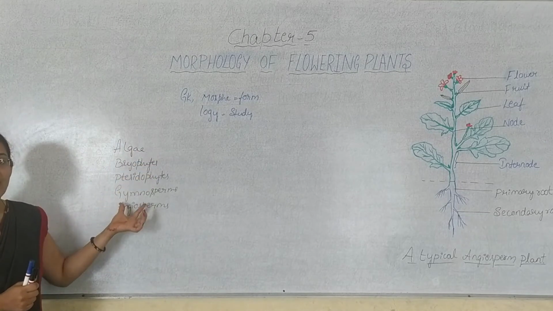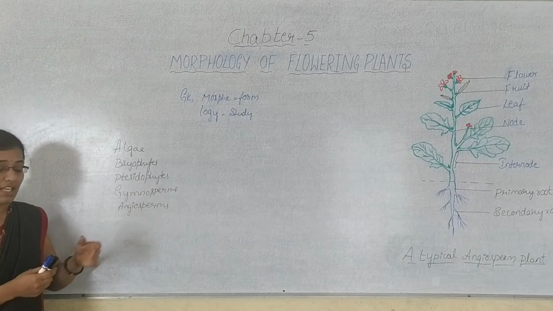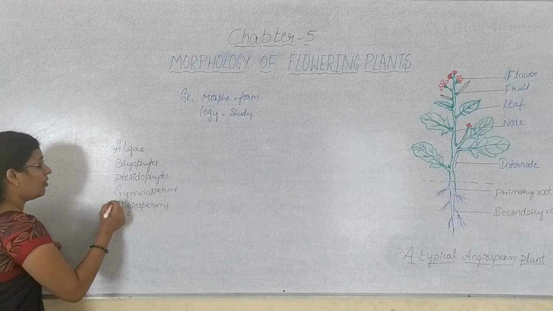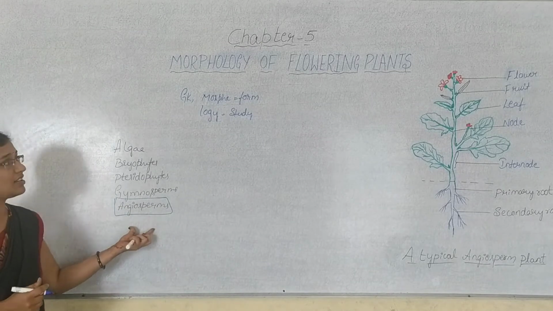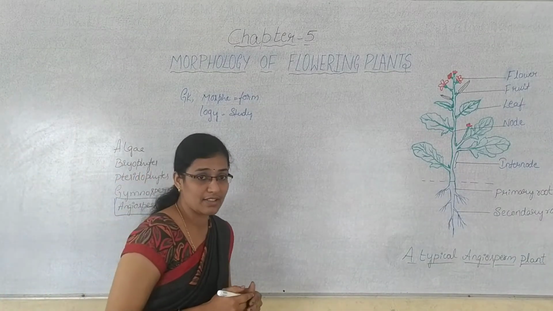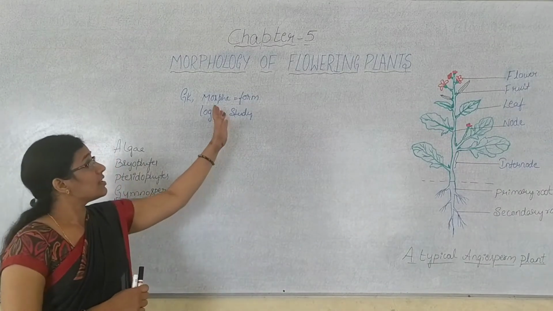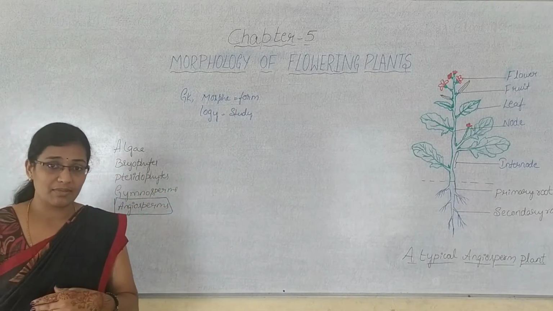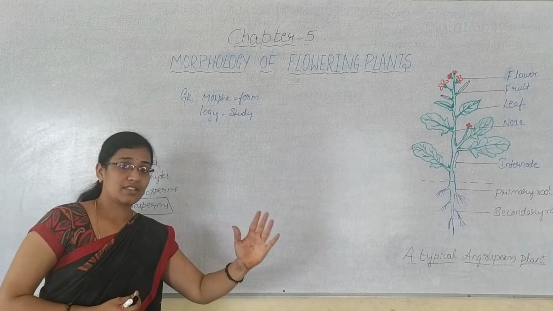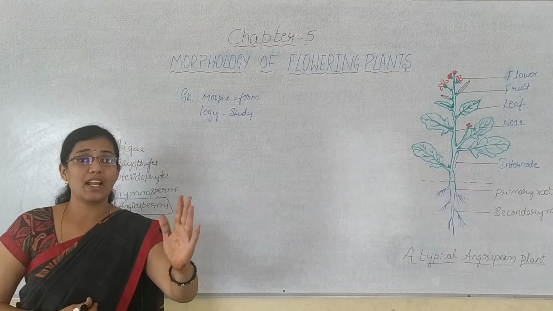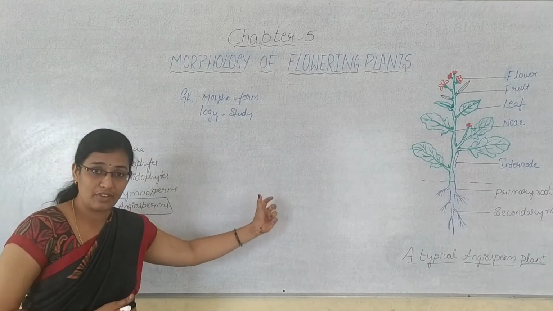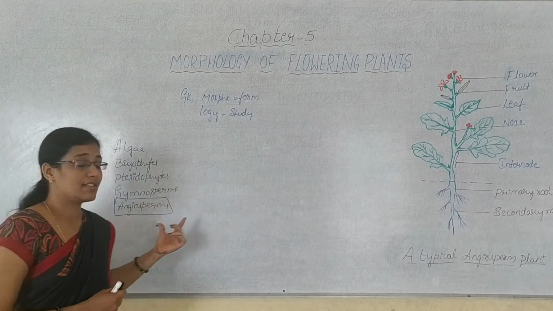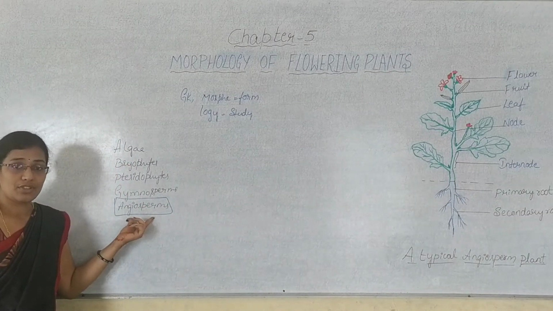Here we are not speaking about these 4 divisions, but only about the angiosperms. Angiosperms are nothing but the flowering plants. So what is the chapter name? It is the morphology of flowering plants. The study of external features of the plants or living organisms is called morphology, and flowering plants are nothing but angiosperms.